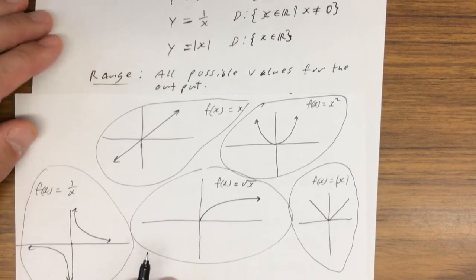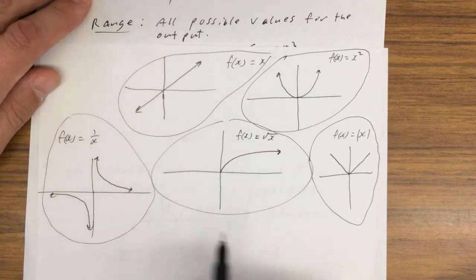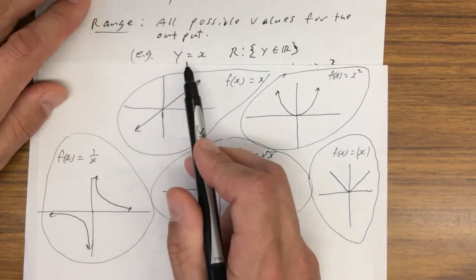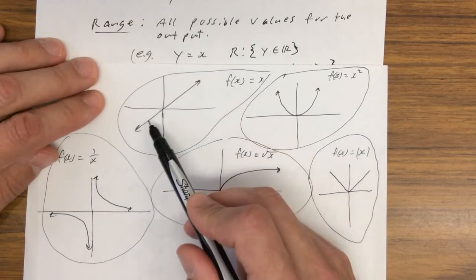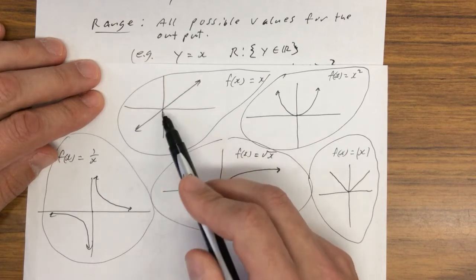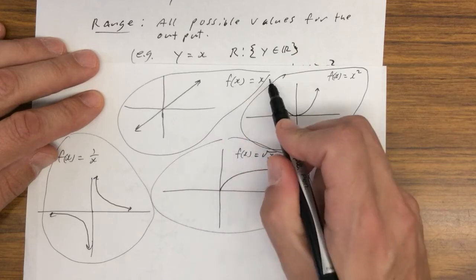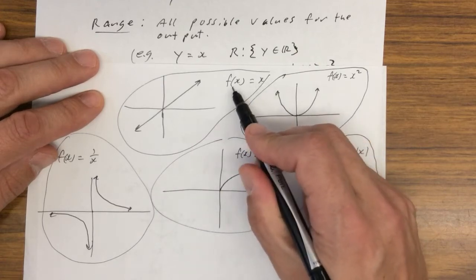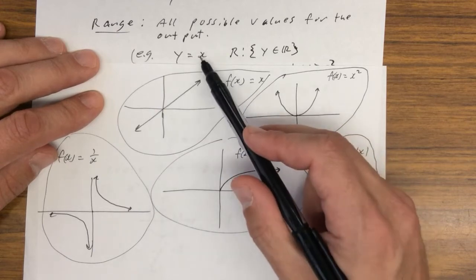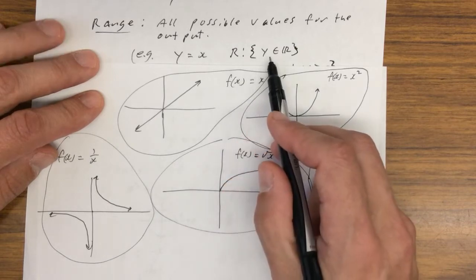Now range is all possible values for the output. So all possible values for the output is the range. So all the y values basically. Go back to the original function, y equals x. So f of x here. If you look at this graph, basically any y value is possible. If you want a y value of 1,000,000, then x equals 1,000,000. So it's possible to get that. Based on all the domain that you can sub into this, what are all the outputs? The outputs here are going to be any real number.